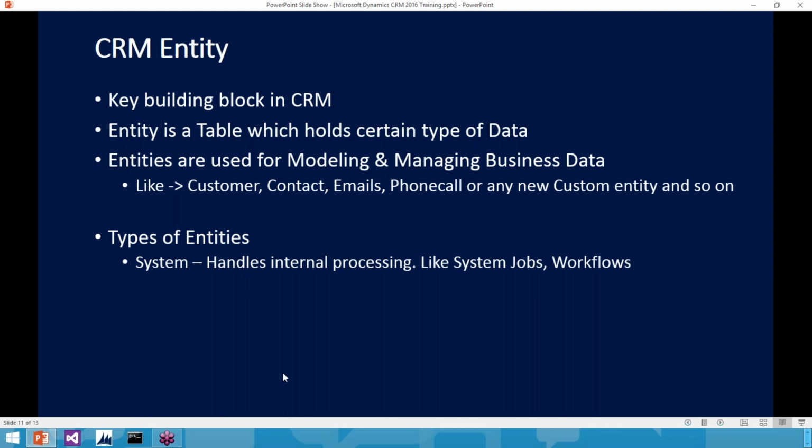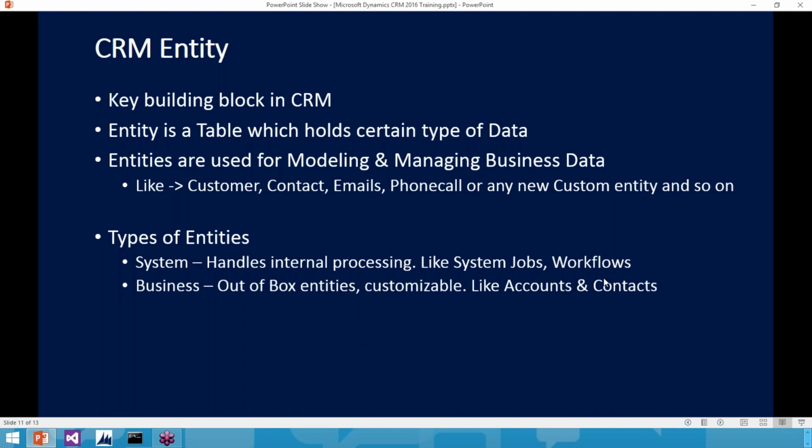You won't be able to see these system tables by directly going into SQL Server, and these tables are not even visible from the UI. So you won't be able to delete these tables. You won't be able to alter these tables. You won't be able to see these tables. Some of them you can, like system jobs and workflows, but you won't be able to tweak these tables.